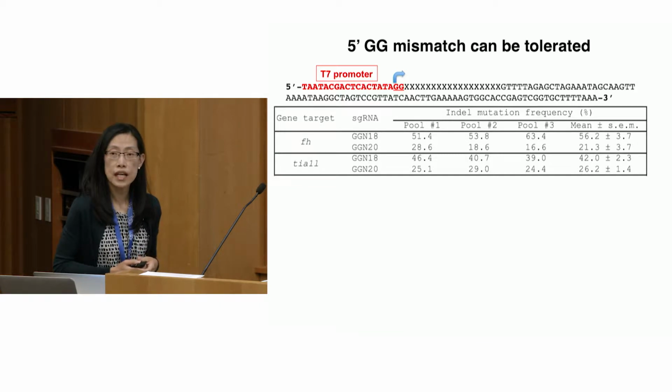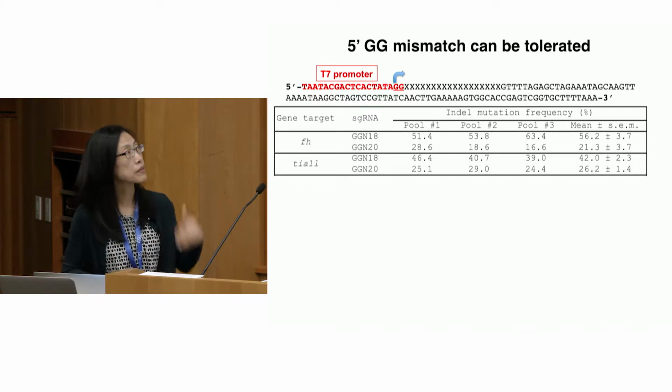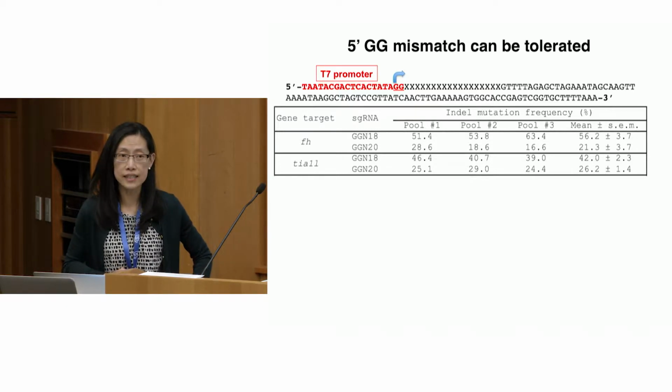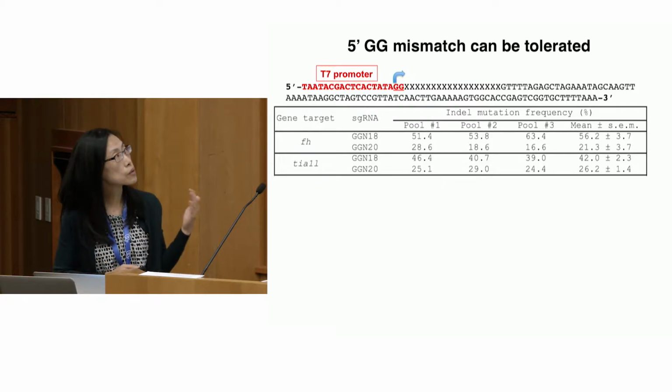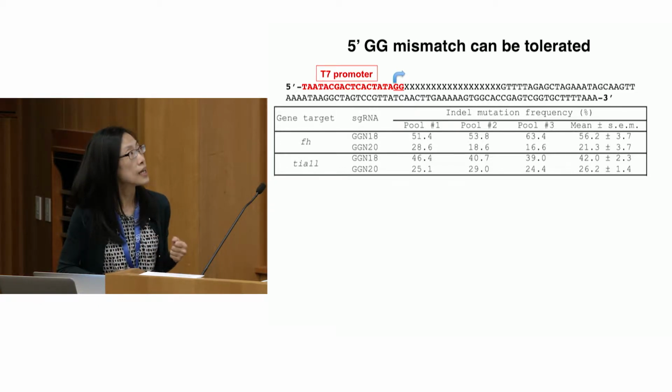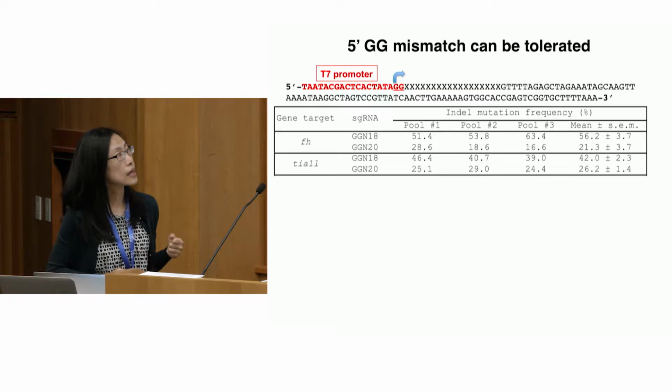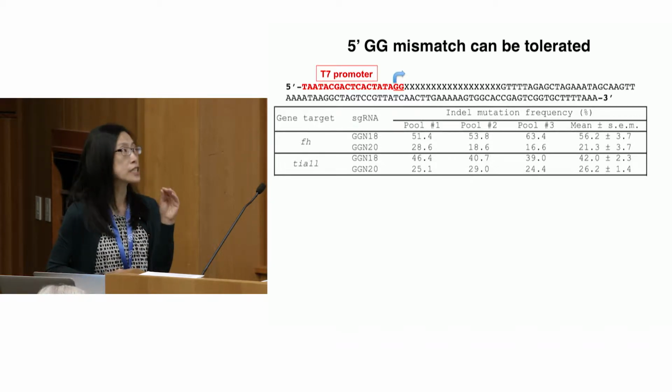Since we use in vitro transcribed guide RNA using the T7 promoter, T7 promoter transcribed RNAs all start with a 5' GG dinucleotide. That sort of limits the targeting range. So we also tested whether the 5' GG mismatch can be tolerated. In this case, we studied using the GG 5' mismatch, in addition to 18 nucleotides of the target sequence or 20 nucleotides of the target sequence.